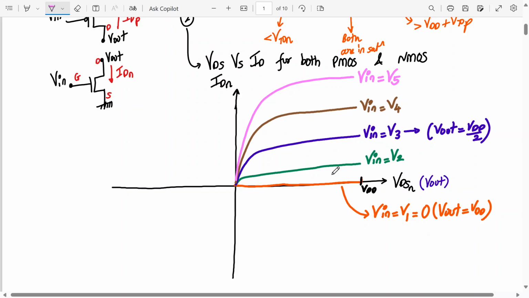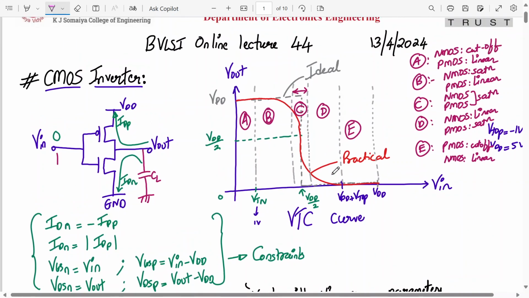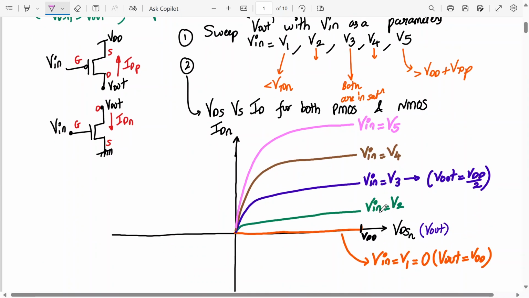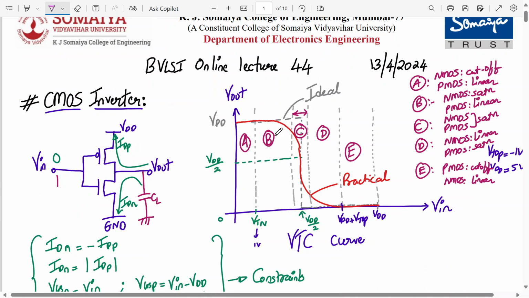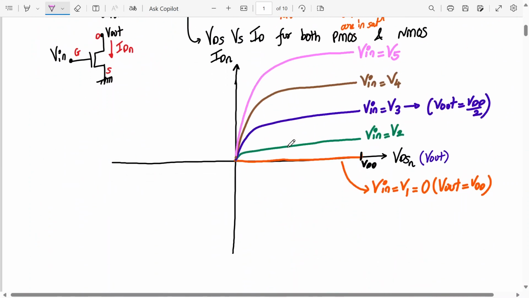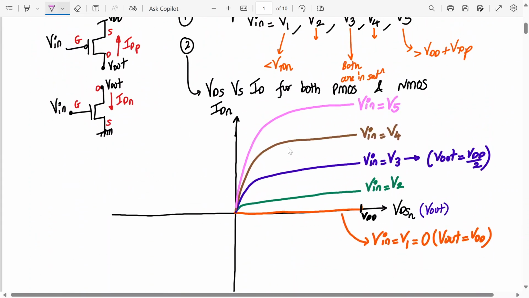Yes or no? So let us see now what happens. Let's say your V1 is over here. If V in equal to V1 is over here, my output is almost VDD. Now we have come to V2. V2 is somewhere around here, in region number B. So V out is slightly below VDD, but near the value of VDD. Here V out is approximately equal to VDD. Less than that, but approximately equal to. Then at V3 it's VDD by 2.